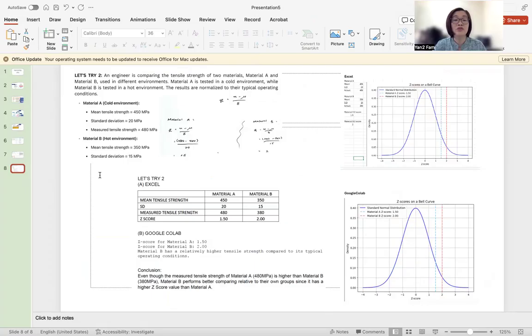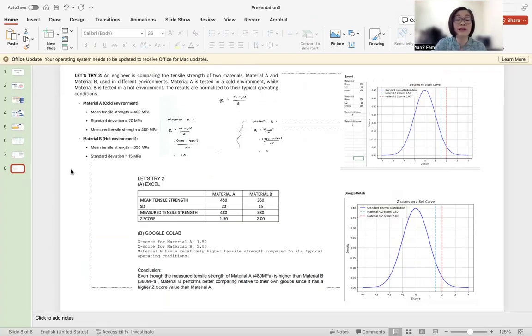All right. For let's try number 2, we do the same thing, and you did the Excel file of calculation and you also did the Google Colab with the graph. That's very good. And your friend also compared the z-score. But what does that mean?